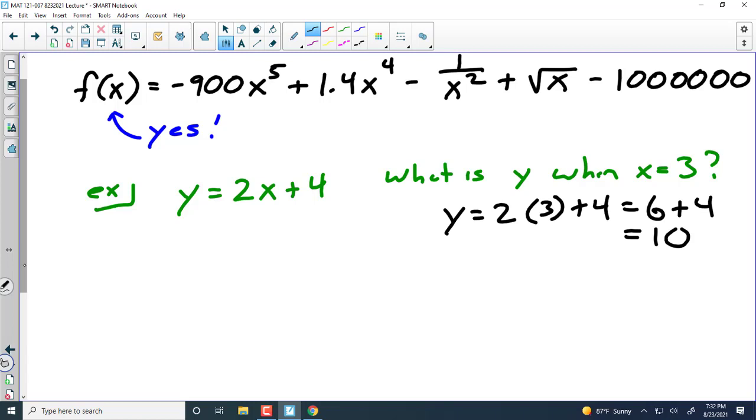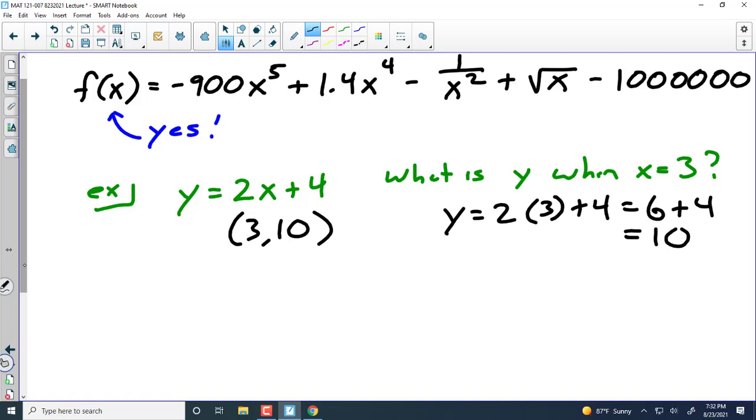Yeah, it's 10. Not only did I just plug a number in and I got a number back out, but what I did was I just generated one of the infinitely many ordered pairs on this. How many ordered pairs could I make if I really wanted to? As many as I wanted, yeah. I could keep on doing it until I get sleepy. Infinite number of ordered pairs.